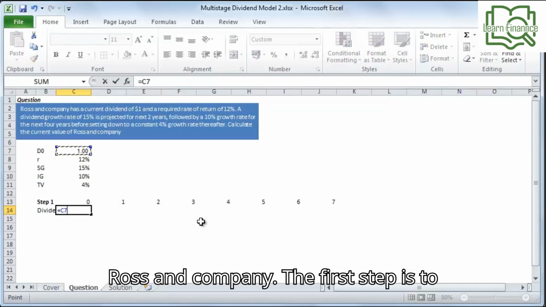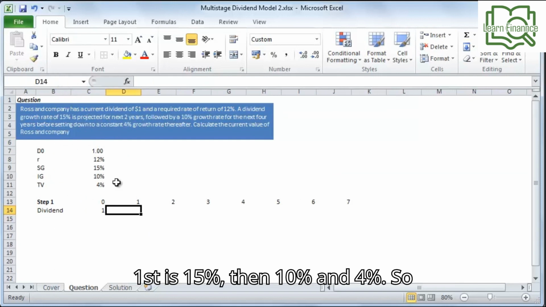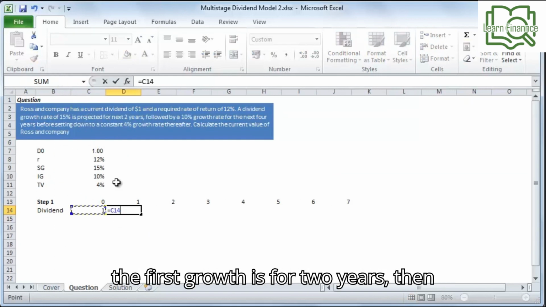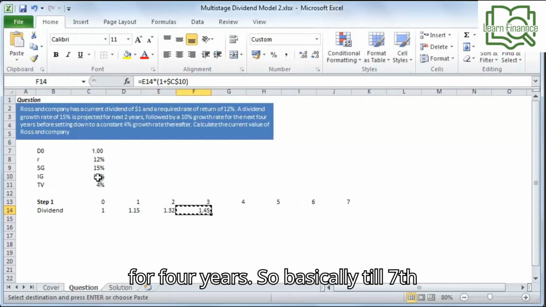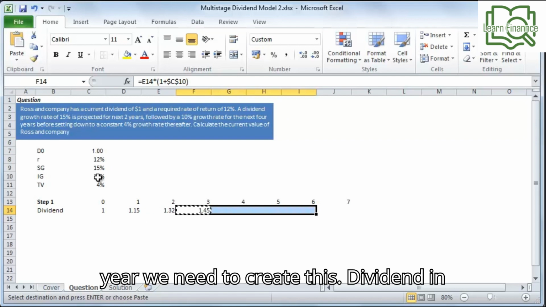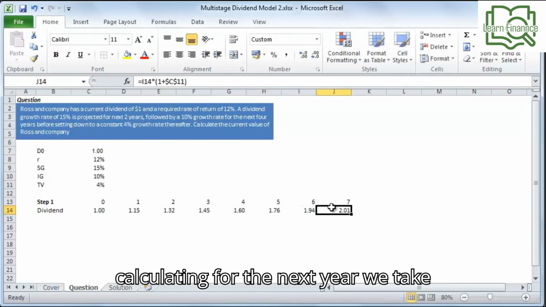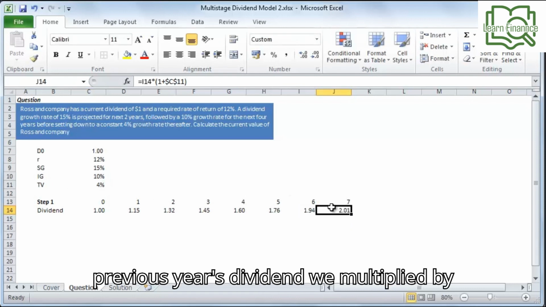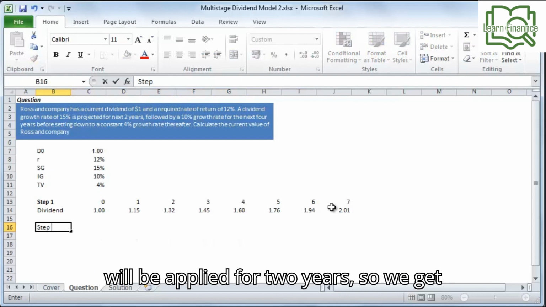The first step is to find dividends. We need to work in parts. First is 15%, then 10% and 4%. So the first growth is for 2 years, then for 4 years. So basically till the 7th year we need to create this. The dividend in the first year is given as 1. Calculating for the next year, we take the previous year's dividend and multiply by 1 plus the supernormal growth rate. It will be applied for 2 years.